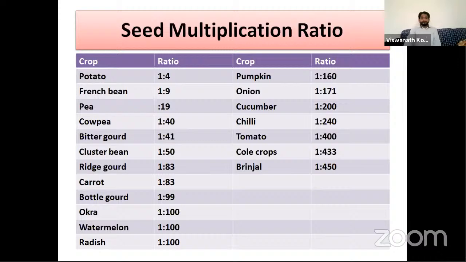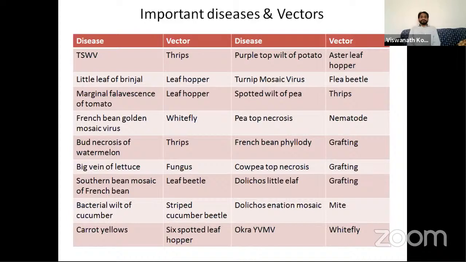So, important diseases and vectors. Generally, mosaic diseases are transmitted by whiteflies.